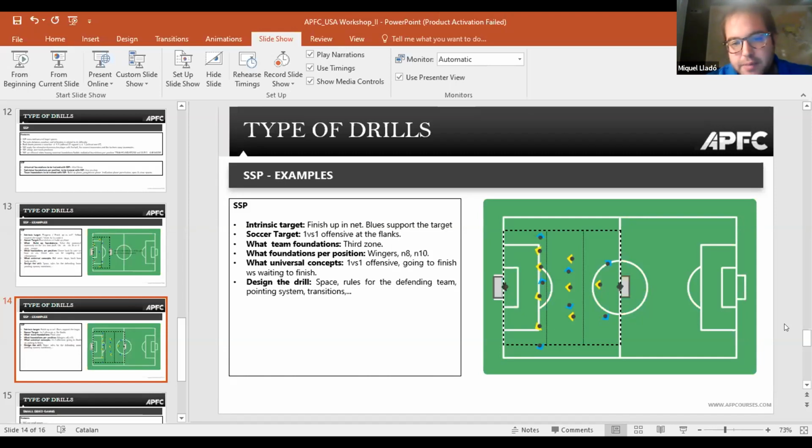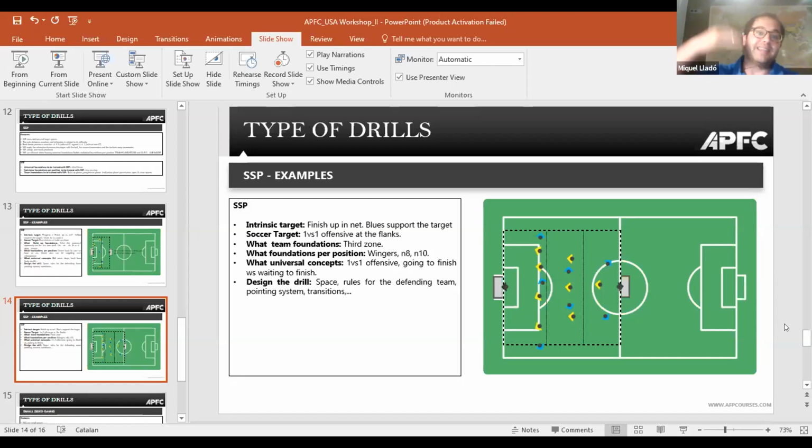There are no universal truths, but maybe the progression of using the rondo, then a positional game, turn this into an SSP, and finally the small-sided games, where obviously you'll have a different amount of concepts depending on the drill. You will be targeting the three elementary and basic blocks that the player needs: the universal concepts through rondos, the universal foundations per position through positional games, rondos as well, and SSPs, and the team foundations through positional games and SSPs.